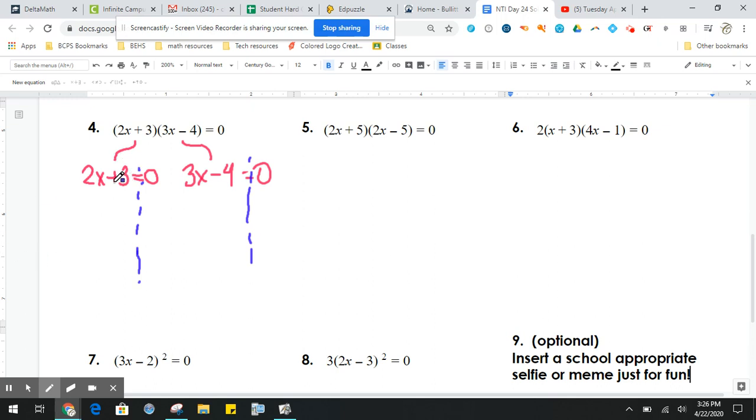The first step to solve number 4 is to subtract 3 on both sides of the equal sign. When I do that, I'm going to bring down 2x equals negative 3. I still have to divide by 2 for inverse operations, so I'm going to divide by 2 on both sides. And I get x equals negative 3 over 2. That is a simplified fraction, so that is an acceptable answer for x.